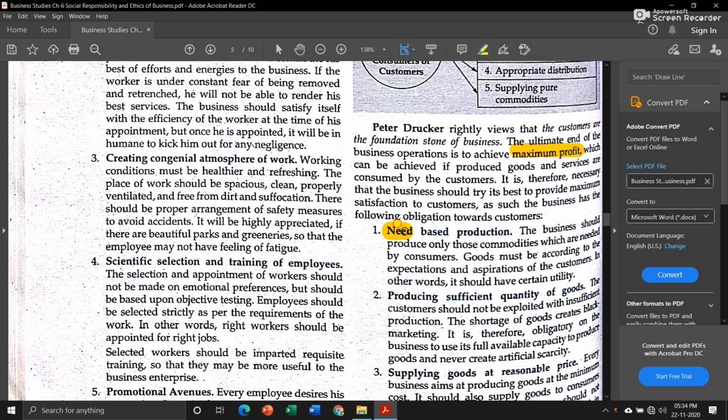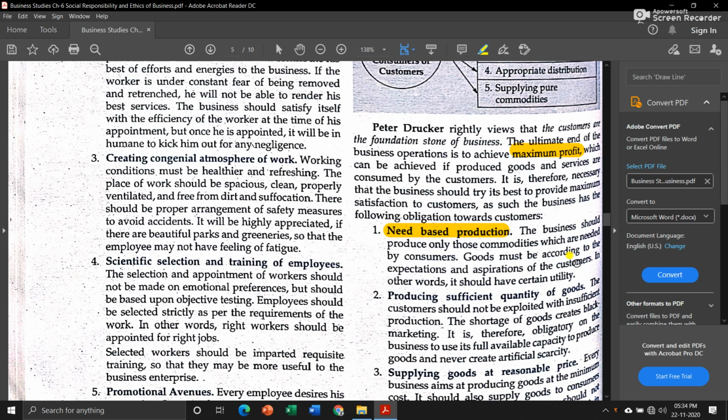Point number one is need based production. The business should produce only those commodities which are needed by consumers. Now, if a business produces anything which is not desired or wanted by the consumers, then the business will not thrive. They have to shut it down eventually. Goods must be according to the expectations and aspirations of the customers.